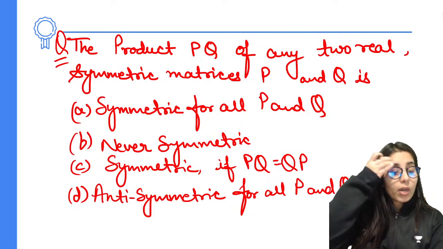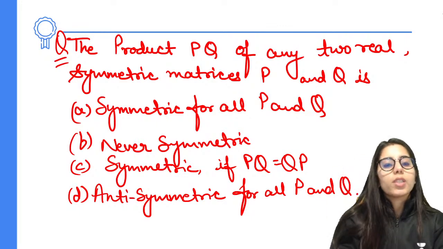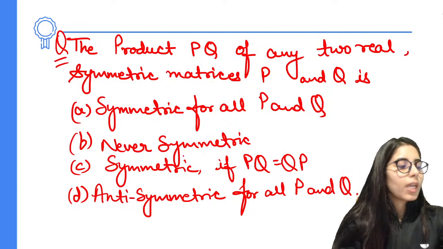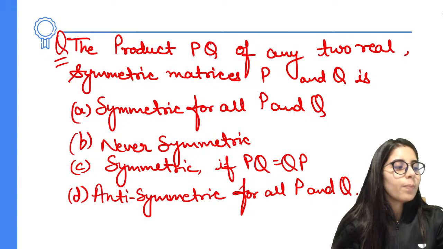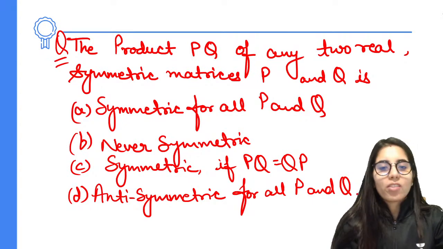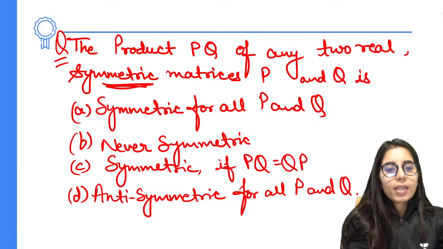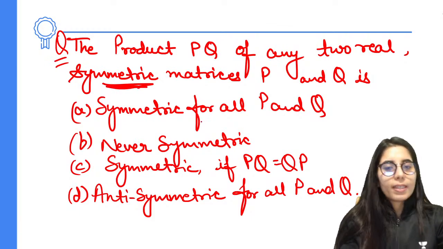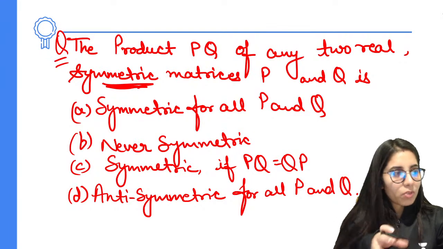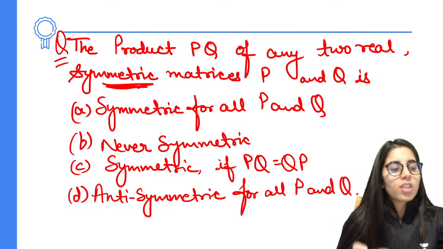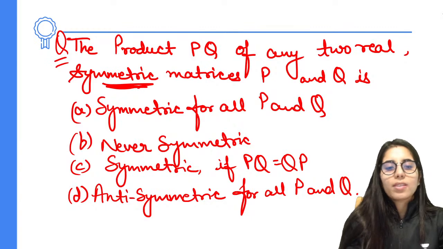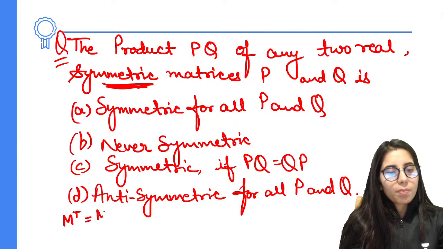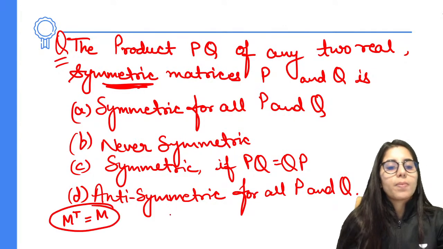Now for this question, guys, what will be the right answer? You can have a look at the given details. We are considering a symmetric matrix. What conditions will it satisfy? A matrix is symmetric when its transpose is equal to the matrix itself. If I take matrix M and its transpose equals M, then it's symmetric.